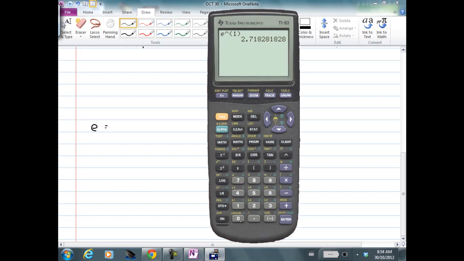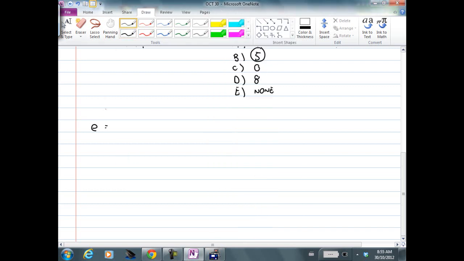So let's try this again. Look at the number 4. Right beside 4 is LN. To access E, you have to hit second function. For now, we're going to use E to the power of X. So if I go E, the true value for E, if you use your calculator, is 2.718. So guys and gals, for now, we're going to use E as 2.718.